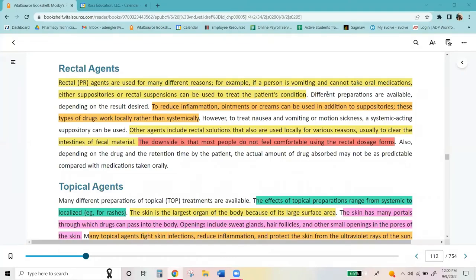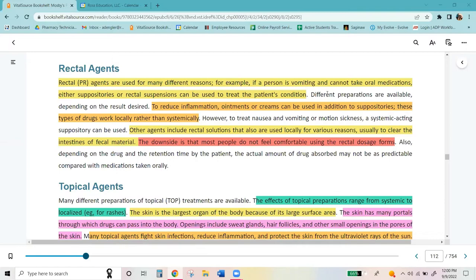Rectal agents, which are commonly abbreviated as PR, per rectum. These are used for many different reasons. For example, if a person is vomiting and cannot take oral medications, either suppositories or rectal suspensions can be used to treat the patient's condition.